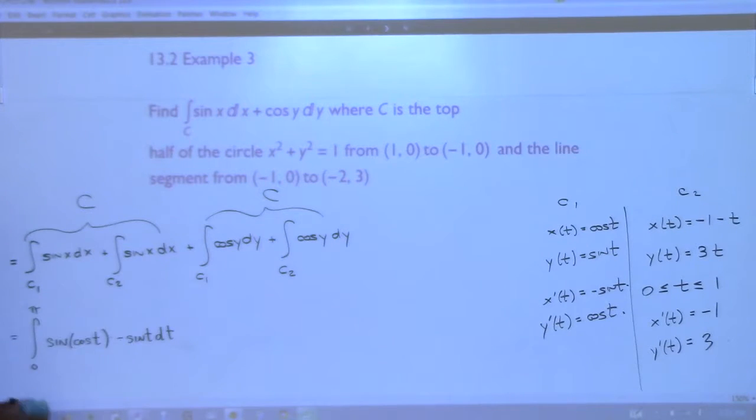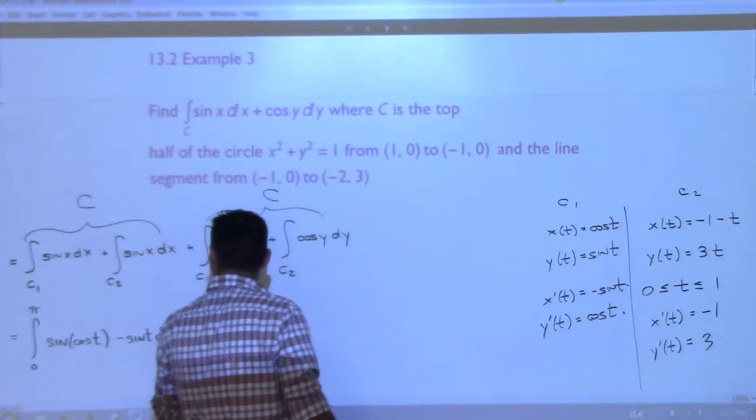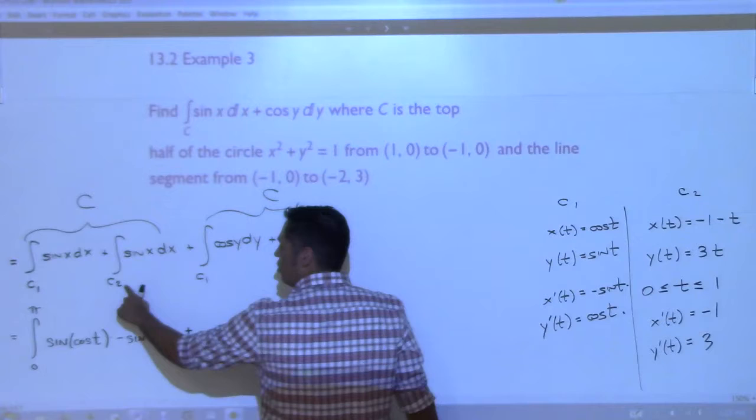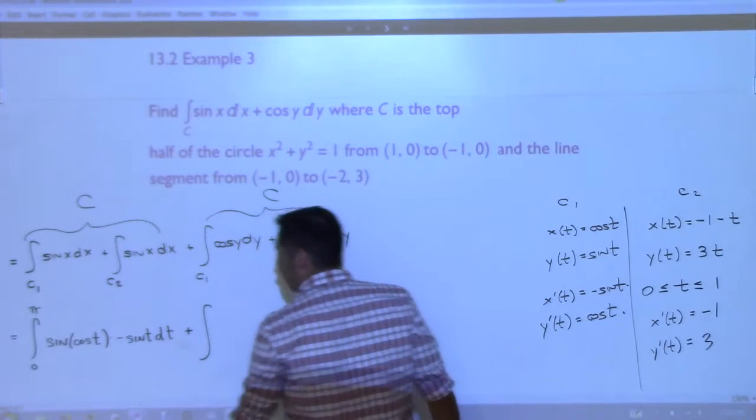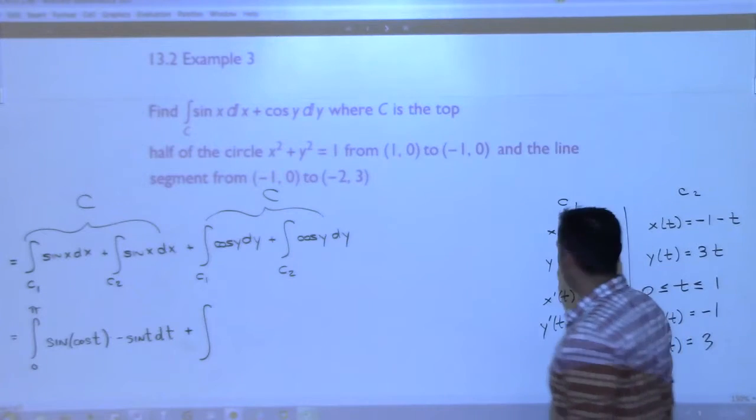Let's move to the second integral. Second integral, so I go plus. Now I'm on C2, right? Same function, but I'm on C2, not on C1. So integral is going to go from where to where? 0 to 1 this time, because I'm over here.